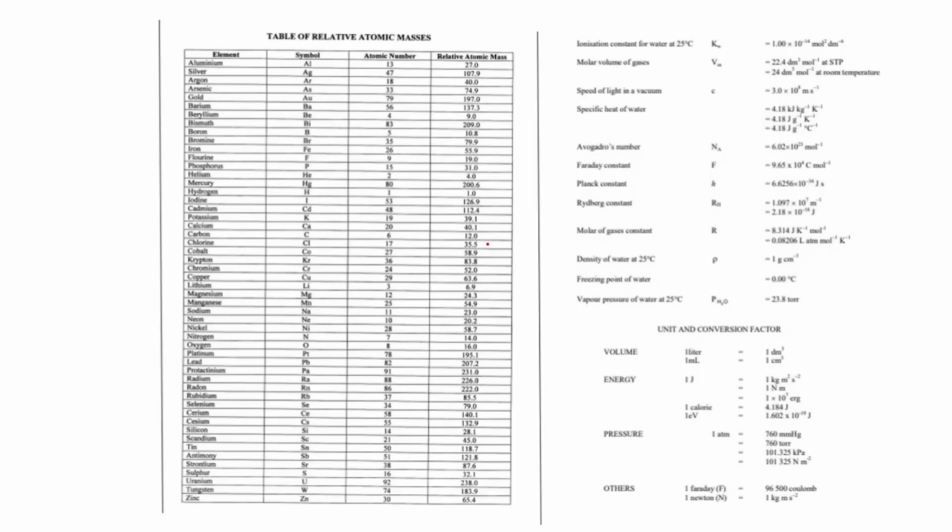As far as you know, for the chemistry subject, no formulas will be given during the exam. But what is given to you is the table of relative atomic masses, where you have the list of elements and their respective symbols. You are provided with the atomic number as well as the relative atomic mass, which indicates the molar mass.